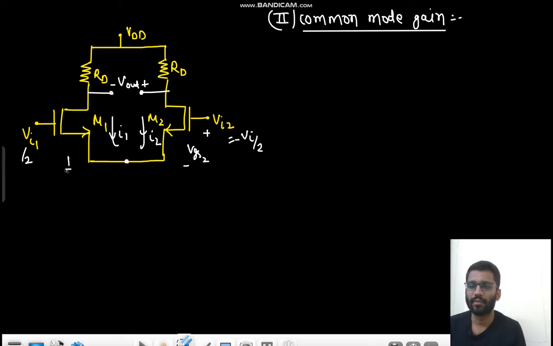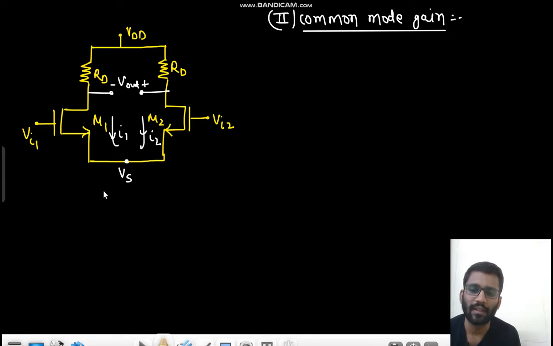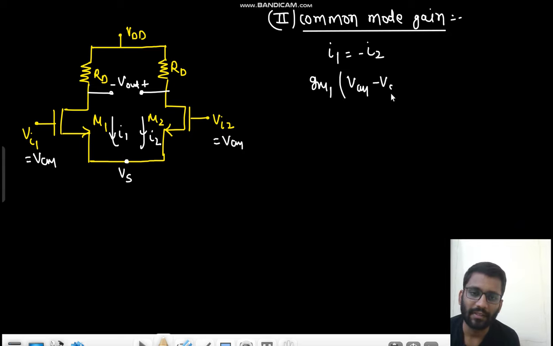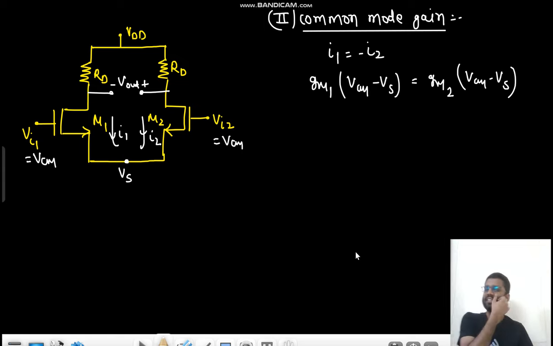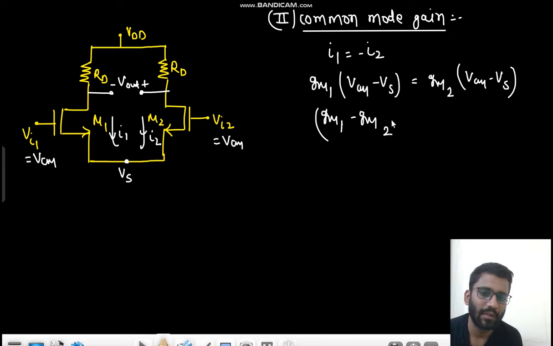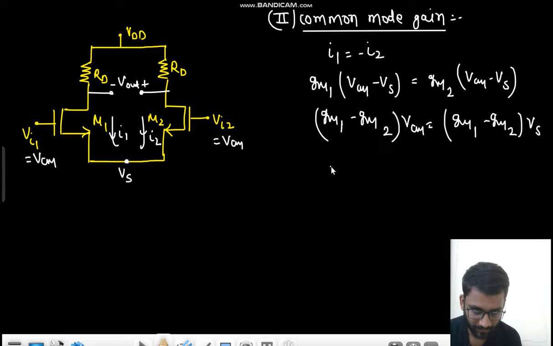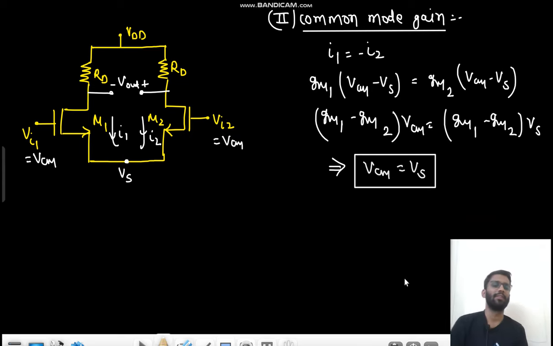What are the changes you will have? Remove this one, remove this one, remove this one. Okay, this is VS, sorry, and here we are applying VCM. Here also we are applying VCM. Here also we know I1 is equal to minus I2, so GM1 VCM minus VS is equal to GM2 VCM minus VS. Here you can see your VS will be equal to VCM only. Or you can solve as well: GM1 minus GM2 VCM is equal to GM1 minus GM2 VS. So you can see that VCM is equal to VS here.